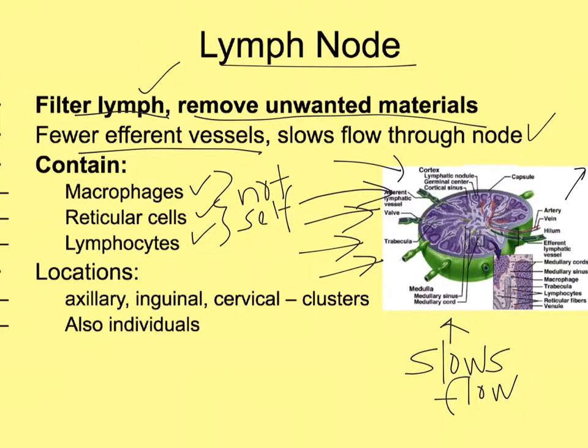So lymph nodes are found all over the place, but there are clusters. Under the armpits, axillary, inguinal, in the neck. So they're clustered there. And then there are also individual ones scattered all throughout your body.